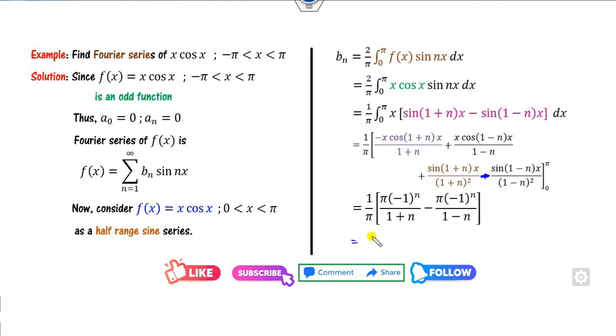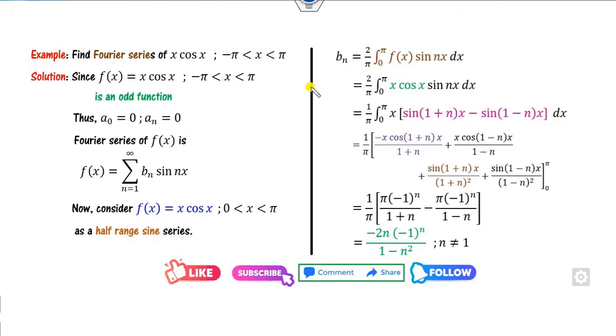Now you can take pi as common. It will be cancelled out. Minus 1 raised to power n is common. The remaining quantity remains. Now you can take the LCM. It becomes 2n over 1 minus n square into minus 1 raised to power n. Clearly, n is not equal to 1.